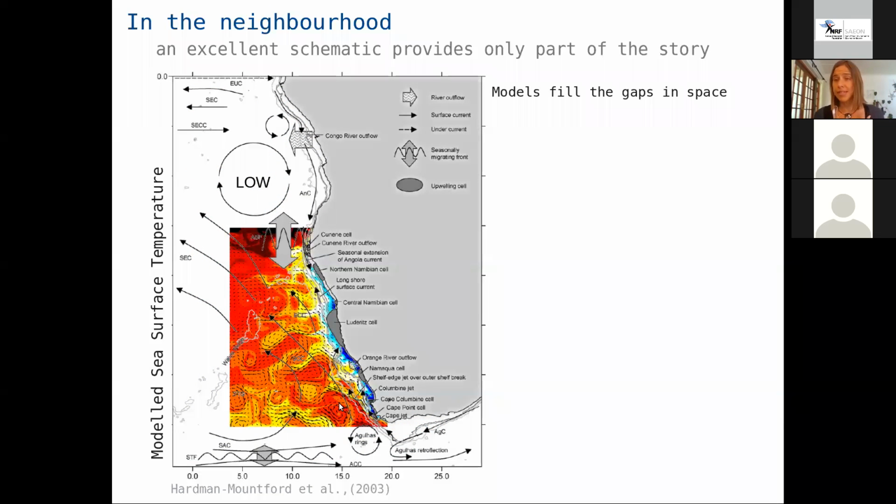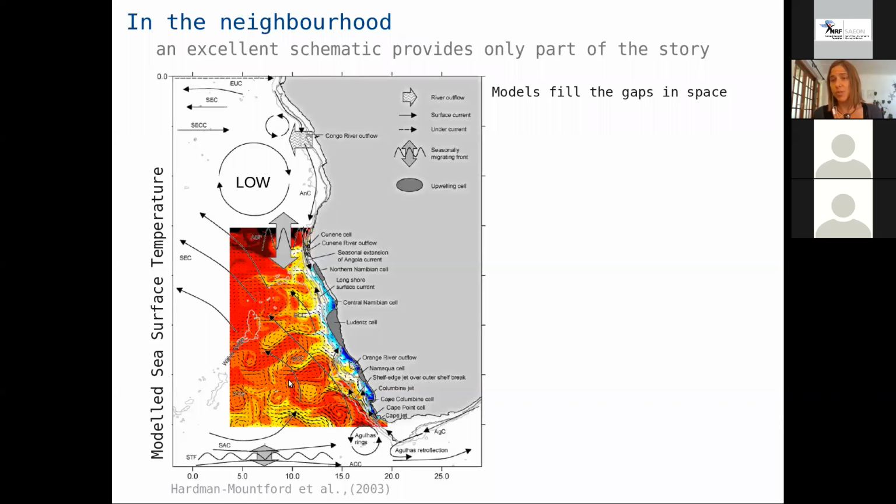But models can fill this gap. So here is a plot of sea surface temperature and currents from a model, and immediately we notice things that we weren't seeing with satellite information. We've got these very distinct upwelling plumes off Cape Columbine, for instance, very intense fronts, especially close to the coast, and these very fine scale twirling, swirling filaments that extend quite far offshore.